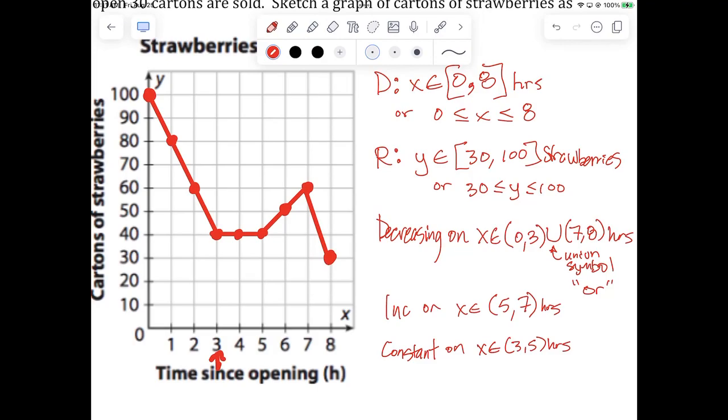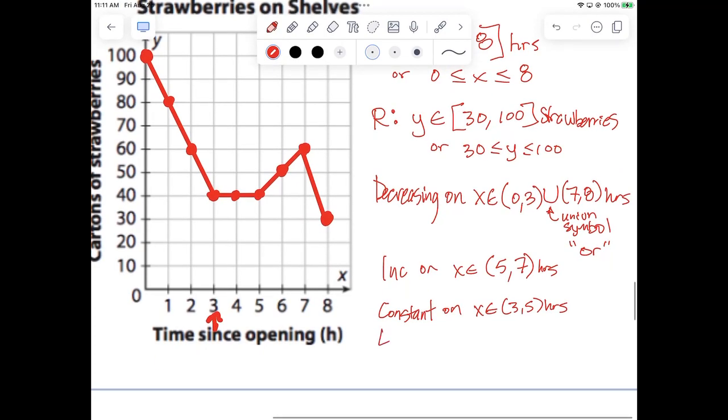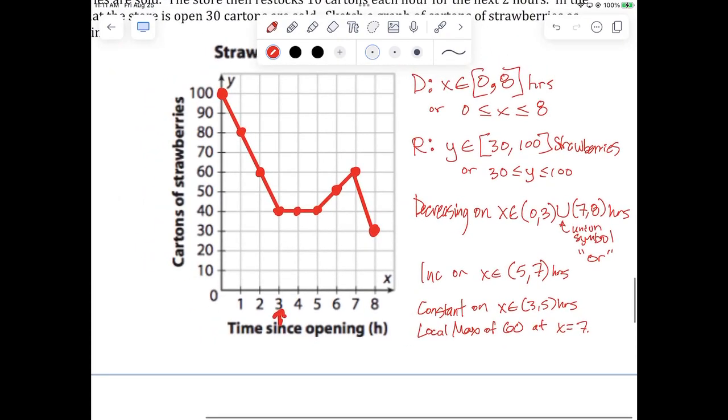Okay, let's write it down. Local max of 60 at 7. So local max of 60 strawberries at the 7th hour. And I think that's it. There's no x-intercepts, are there? There was never a time where there were 0 strawberries on the shelf? Right, good. So during the 8 hours, there you go.